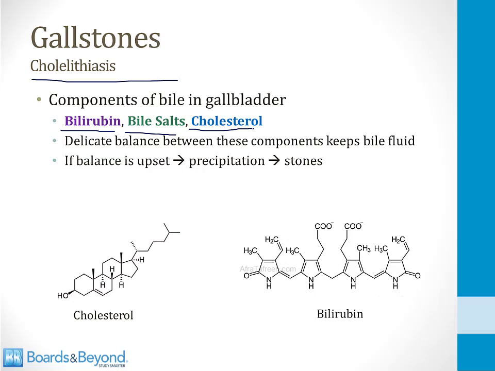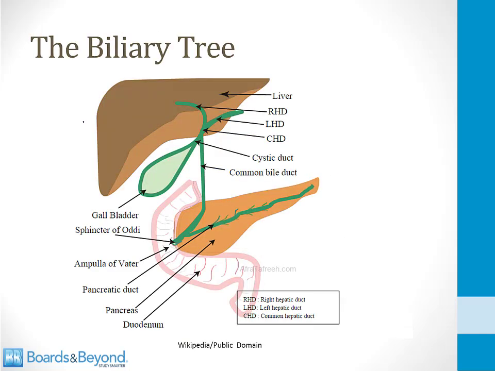And in order for bile to remain a liquid and not precipitate into stone structures, there's a delicate balance between these three components. So the easiest way to understand gallstone disease is to appreciate that if the balance between these components is upset for any reason, that can lead to the precipitation of solid substances, and those can accumulate and form stones.